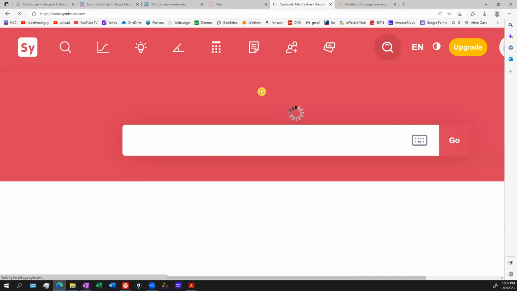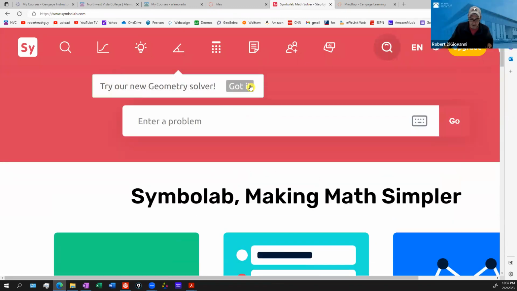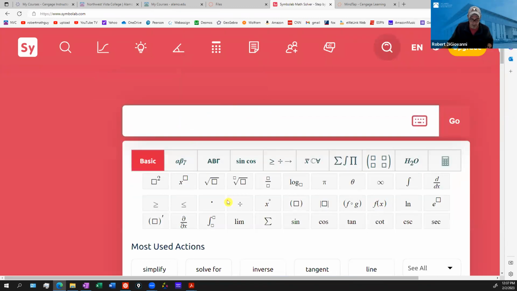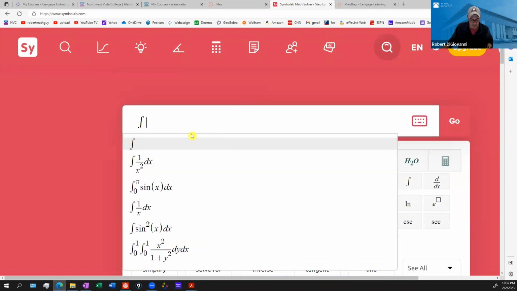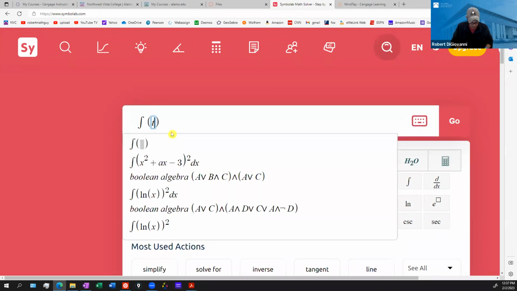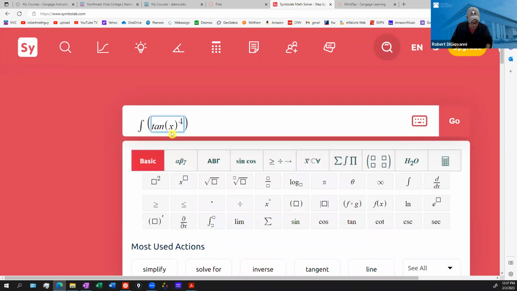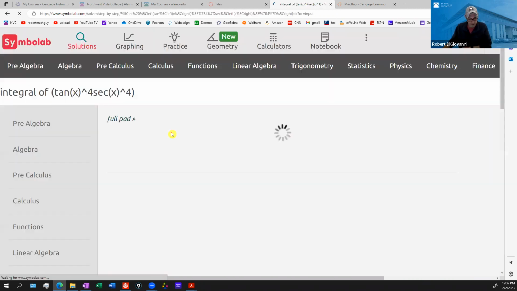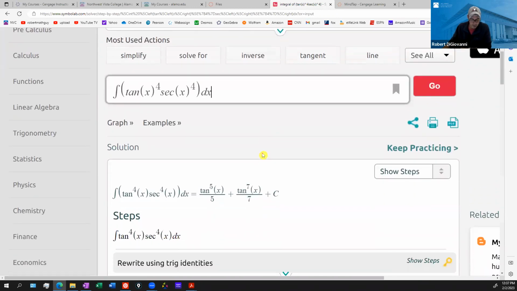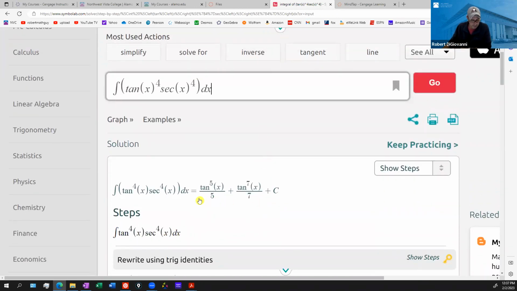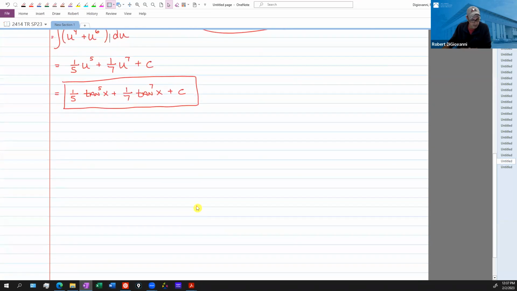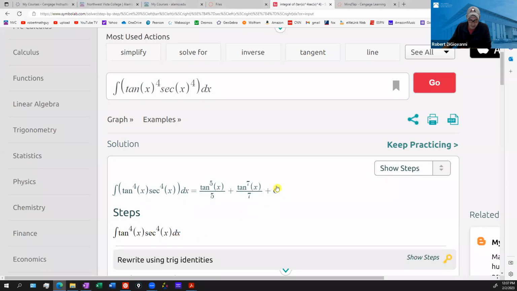Symbolab, all right, so we try Symbolab. Got it. Okay, so let me see here. Yes, I'm aware of Symbolab. Let's see, tangent x fourth, secant x fourth. Do I have to put dx here? Probably. Ooh, that's better. Look at that. That's nice. Symbolab did better.